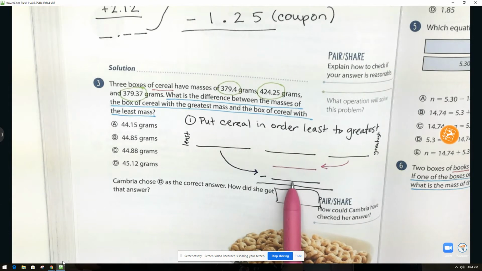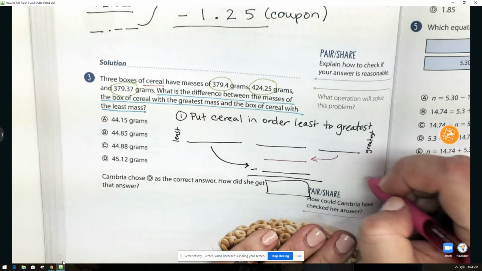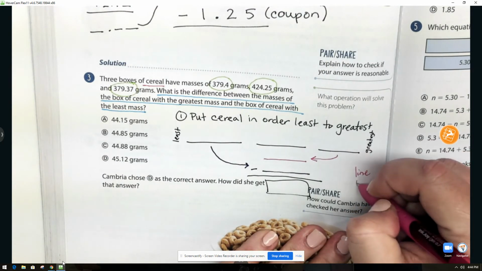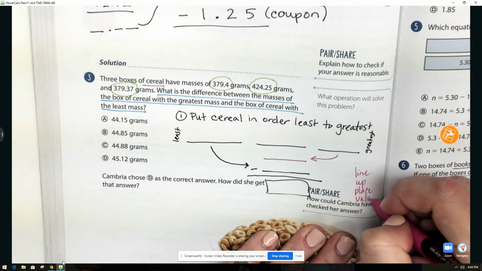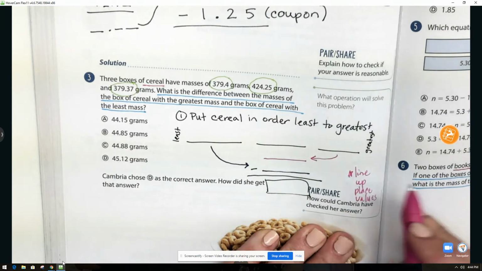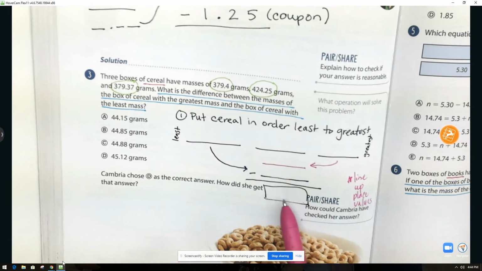And then making sure you line up all of your place values. That's the most important part. Don't forget to line up place values. Once you line up your place values, then you're going to subtract and get the total number.